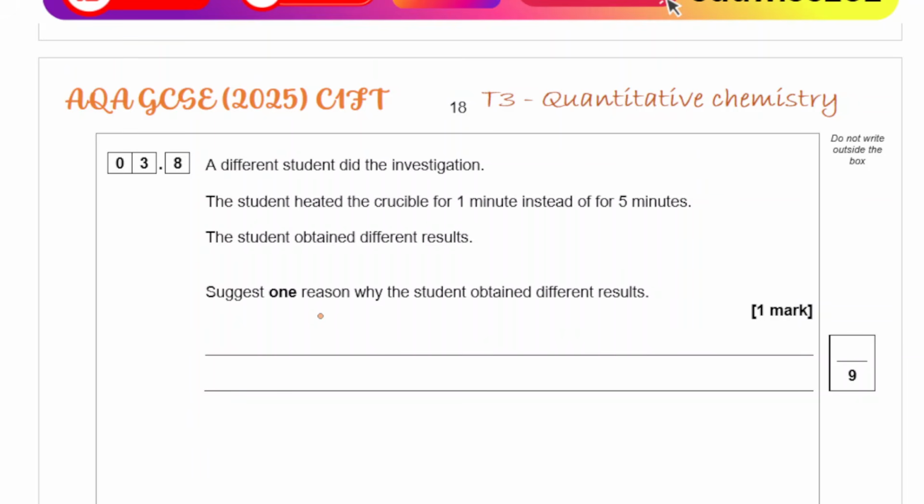Well, if you're reacting it for 1 minute instead of 5 minutes, that means maybe some of the magnesium did not react. So some of the, I'm going to write the symbol for magnesium instead of writing the word magnesium, did not react. That brings us to the end of question number 3.